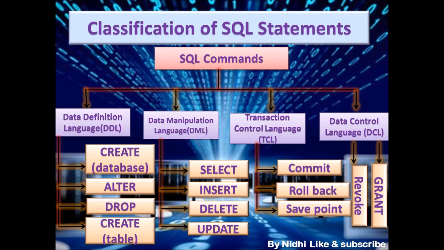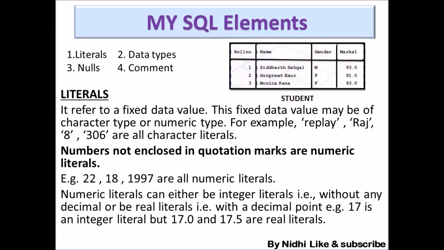Okay. Next is MySQL elements. MySQL consists of 4 elements. First is literal, second is data type, third is null values, and fourth is comments. Consider this table for understanding the literals, data types, null values and commands.